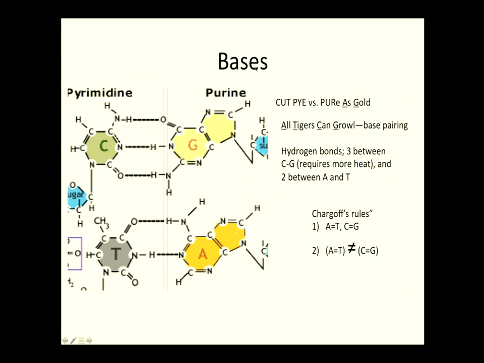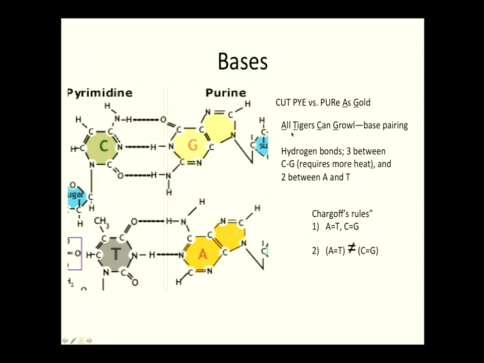There are two mnemonics to remember which base belongs to which category: "cut pie" and "pure as gold." So you have C, U, and T, cytosine, uracil, and thymine, as pyrimidines. And then the purines are A and G, adenine and guanine.